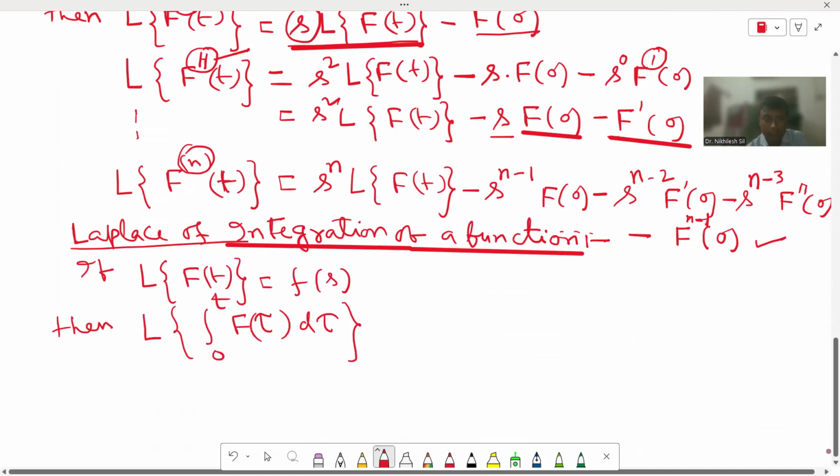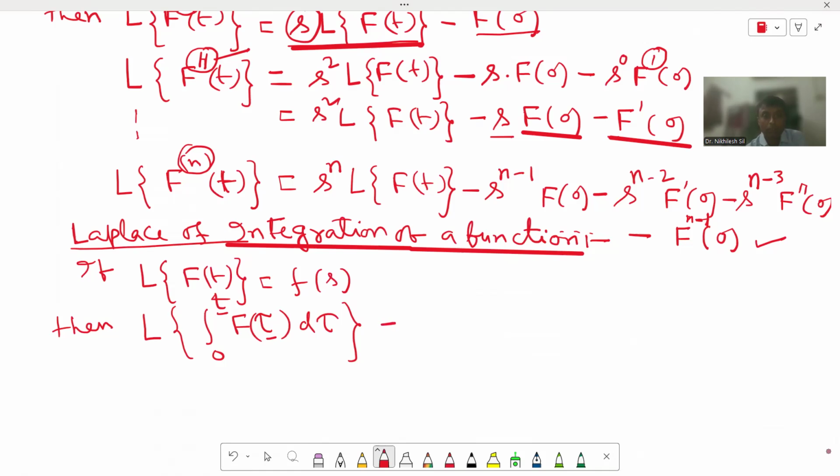Since the upper limit depends on t, that's why I am giving another variable tau, but the function is the same f. So the Laplace transformation of the integration of f(tau) d tau within the range 0 to t will be here. If we are finding the Laplace of the derivative, then L of f(t) is multiplied by s. If we are finding the Laplace transformation of the integration, then L of f(t) will be divided by s. So 1 by s times L of f(t). Okay, clear?